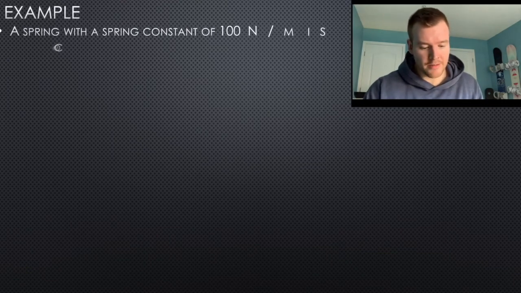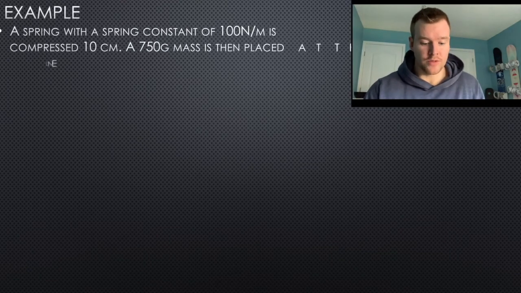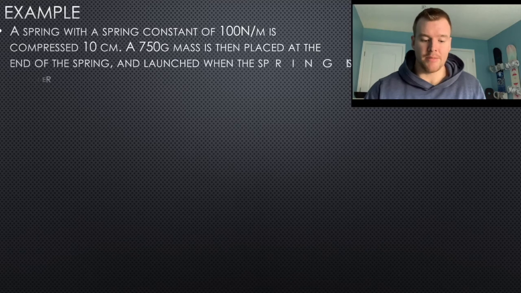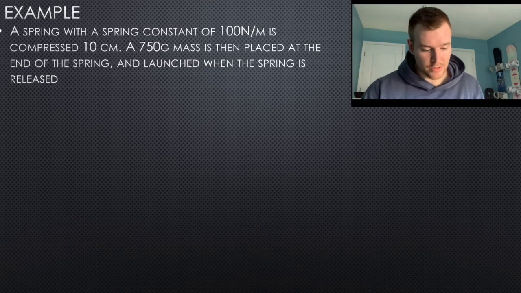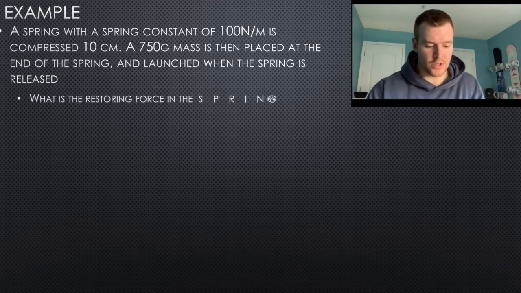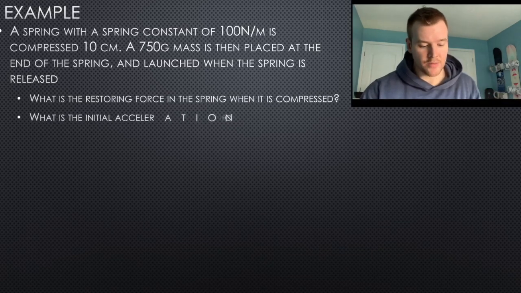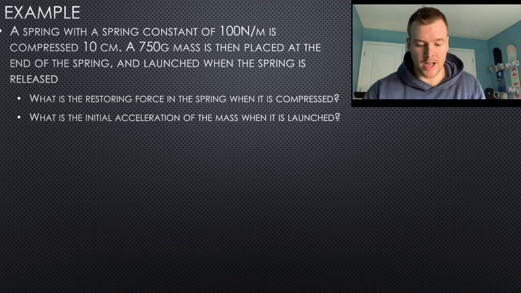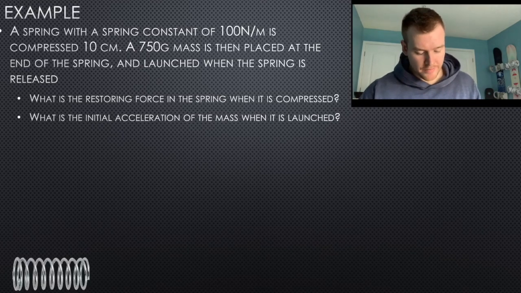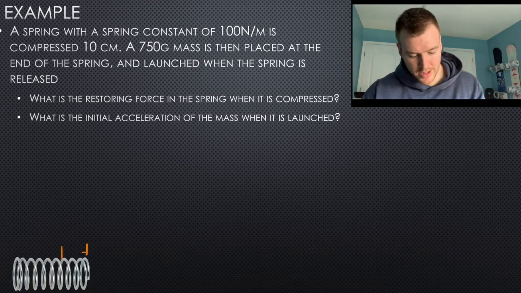It says a spring with a spring constant of 100 newtons per meter is compressed 10 centimeters. Then a 750 gram mass is placed at the end of the spring and launched when the spring is released. You release the spring and it shoots the mass. Okay, first question is, what is the restoring force in the spring when it is compressed? And the next one is, what is the initial acceleration of the mass when it is launched? Okay, so we have our spring here, and it's going to be compressed a certain distance.